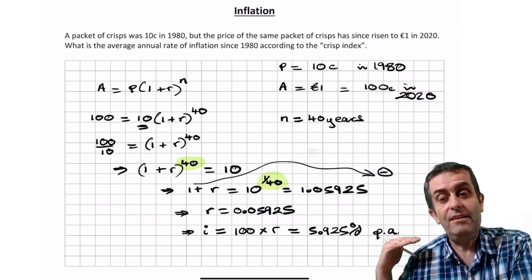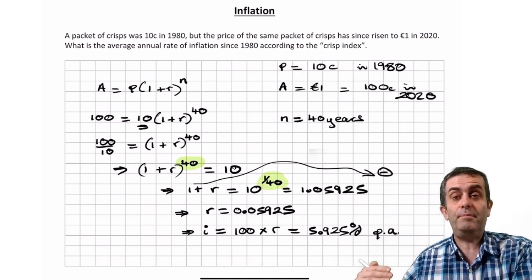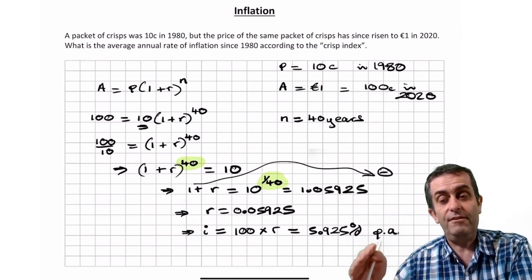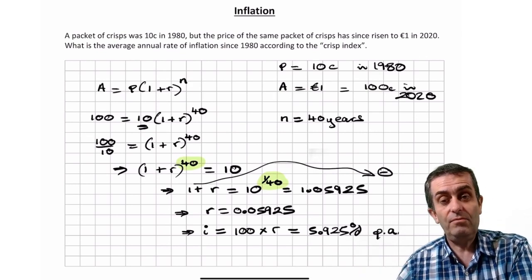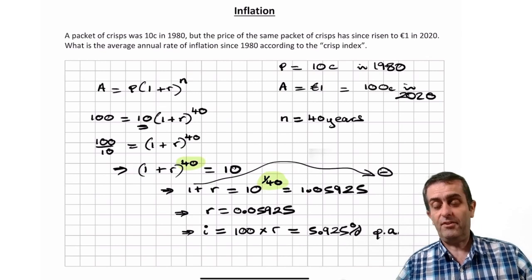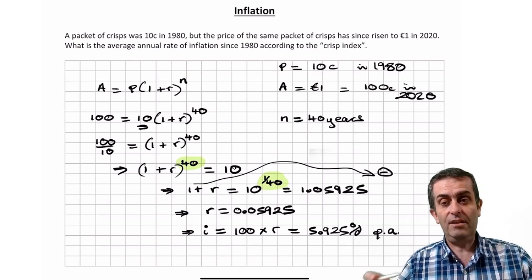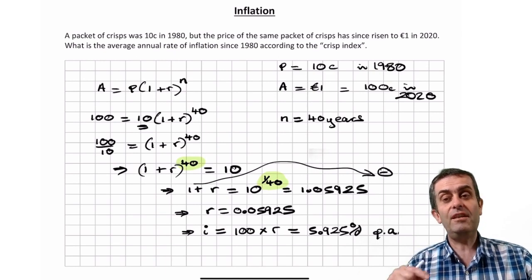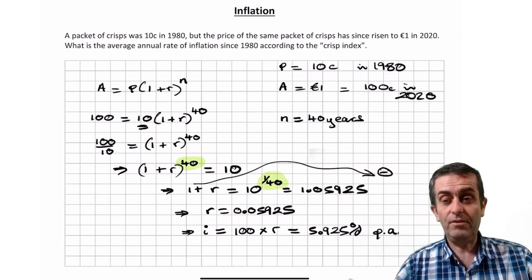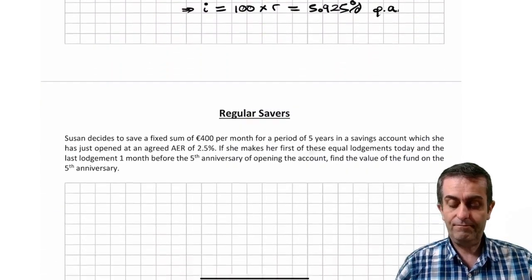Okay, so we've looked at a very simple situation where a person lodges a fixed amount of money for a fixed amount of time, given the interest rate. Now we've looked at a situation where we made a lodgement, we looked at inflation, the change of value in an item over a period of 40 years, and we were asked to calculate the rate of inflation. Now we're going to look at a very, very practical situation where a person lodges a fixed amount of money per month over a given period of time. So let's have a look at this question.